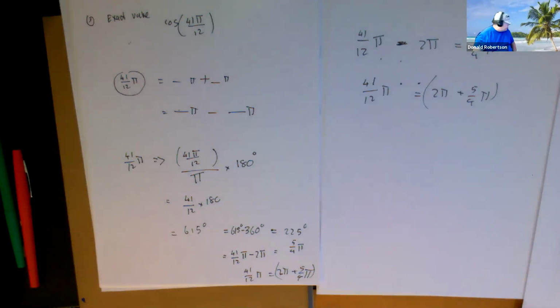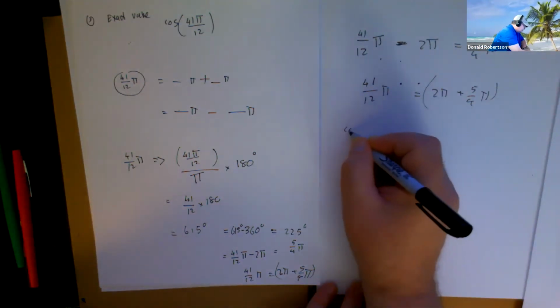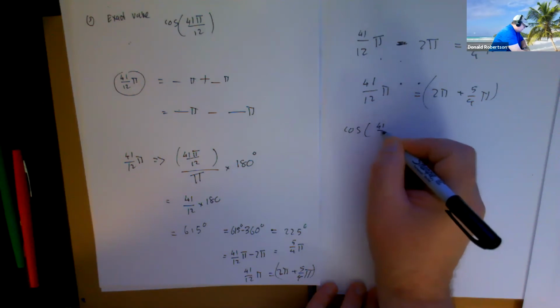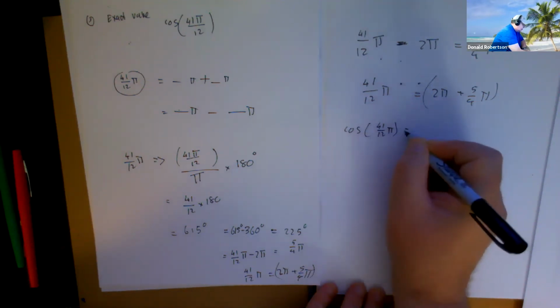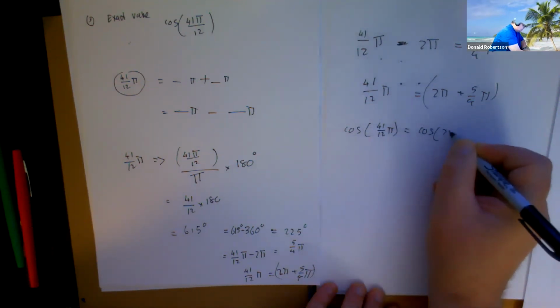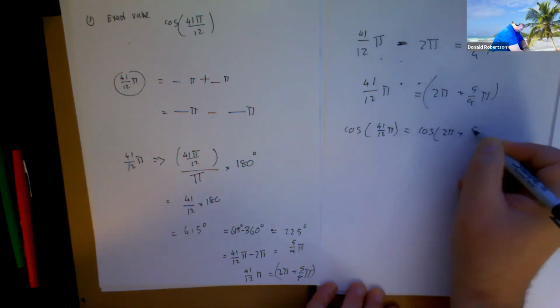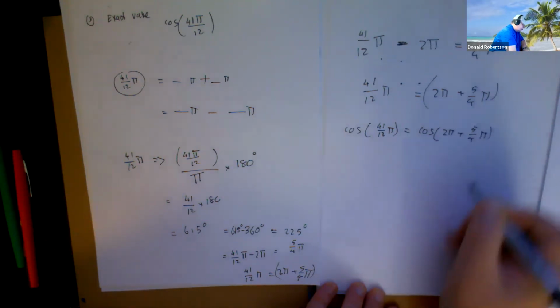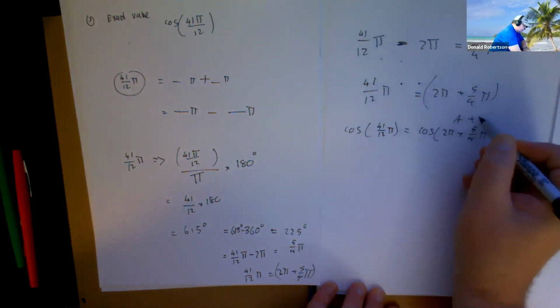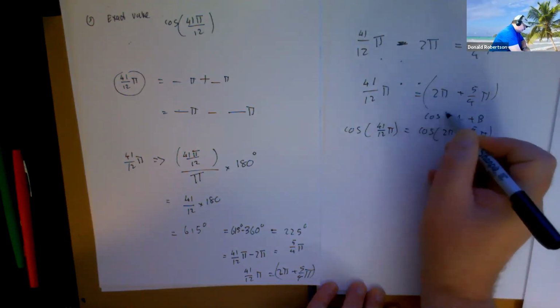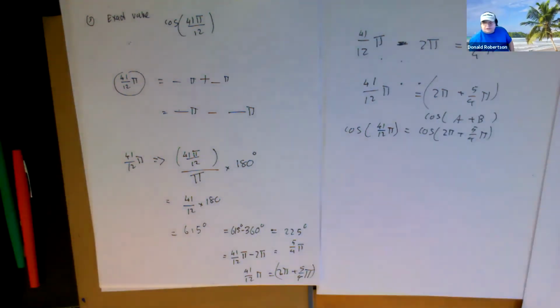So we've figured out how to find the cosine of 41/12 pi. We're going to find the cosine of 2 pi plus 5/4 pi. And if I call this A plus B, what we're looking at is the cosine of 2 angles added.